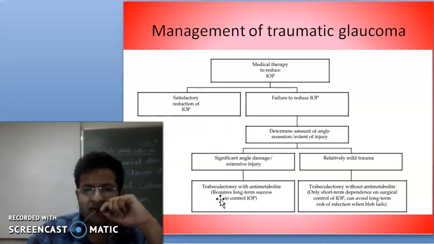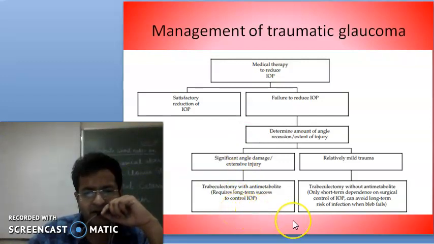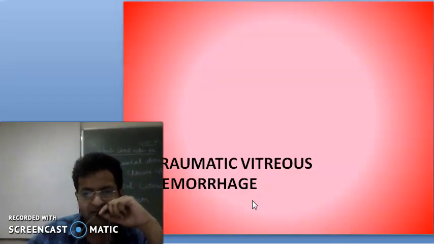How do we manage traumatic glaucoma? We use medical therapy to reduce the IOP. If there is satisfactory reduction of the IOP, we continue with the medical therapy. If there is a failure to reduce IOP, we determine the amount of angle recession or extent of the injury. If there is significant damage or extensive injury, we do trabeculectomy with anti-metabolite. If there is relatively mild trauma, we use trabeculectomy without anti-metabolite, and we normally control the IOP, and this can avoid the long-term risk of infection when the bleb fails.